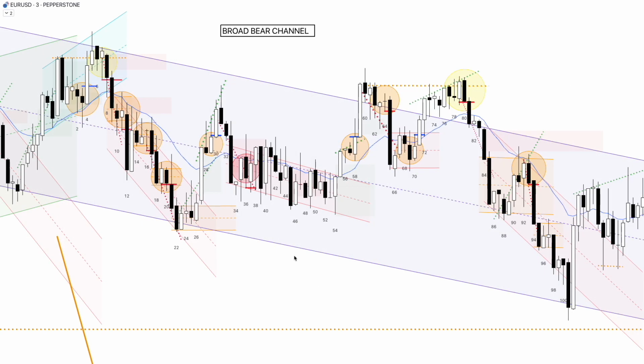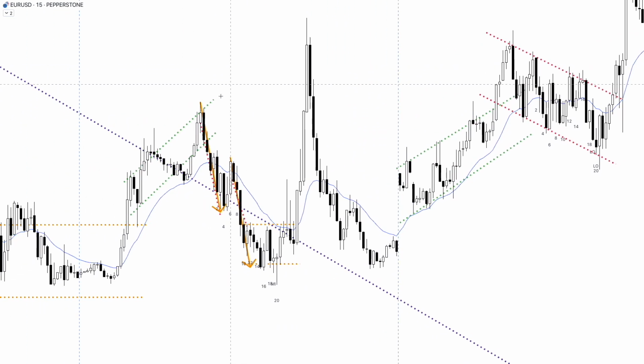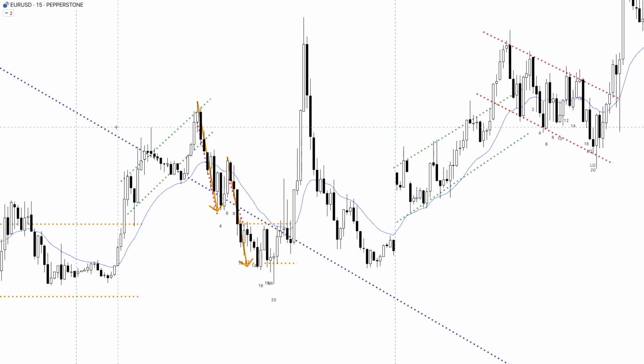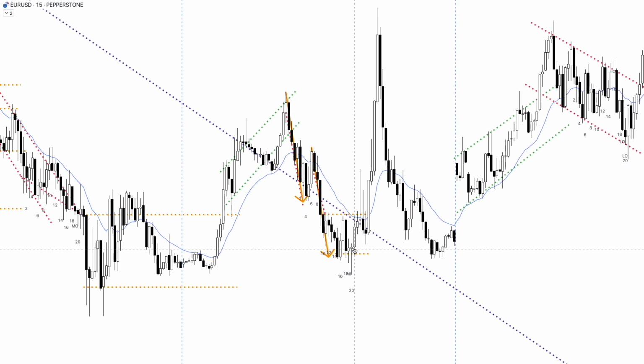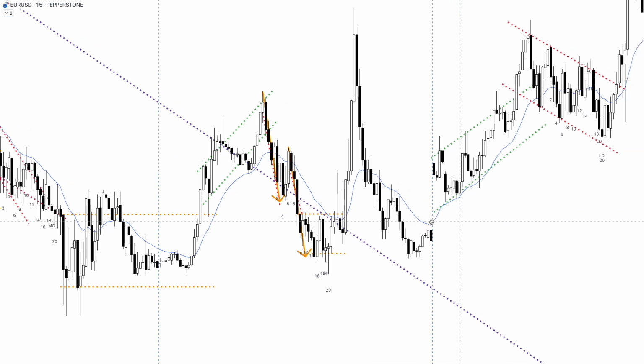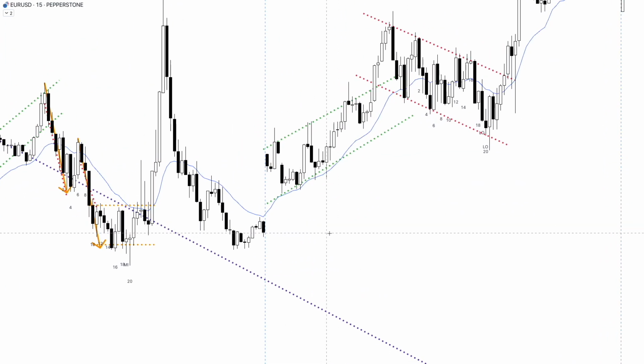Hello, this is the price action for yesterday, the EURUSD 3-minute chart. We had a broad bear channel. Let's go up to the 15-minute chart to see how this formed. So the week prior, or last Friday, we broke out of this bigger downtrend, the purple line here. And we've created a higher low, and we've come into yesterday with a gap.